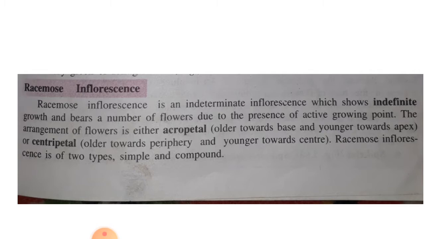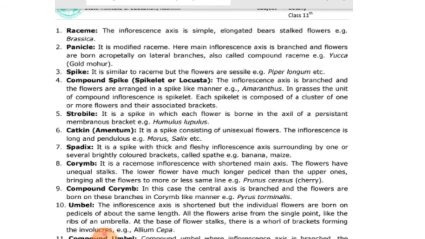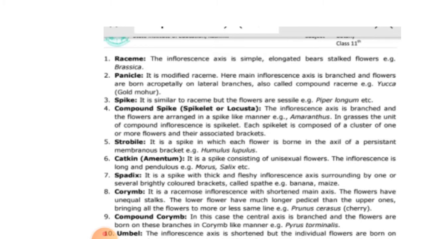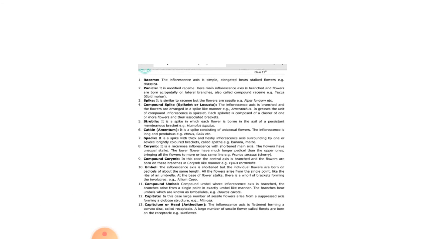Racemose inflorescence is of many types. It is mainly of two types, simple and compound. We will deal with them one by one. First is raceme. What is raceme inflorescence?